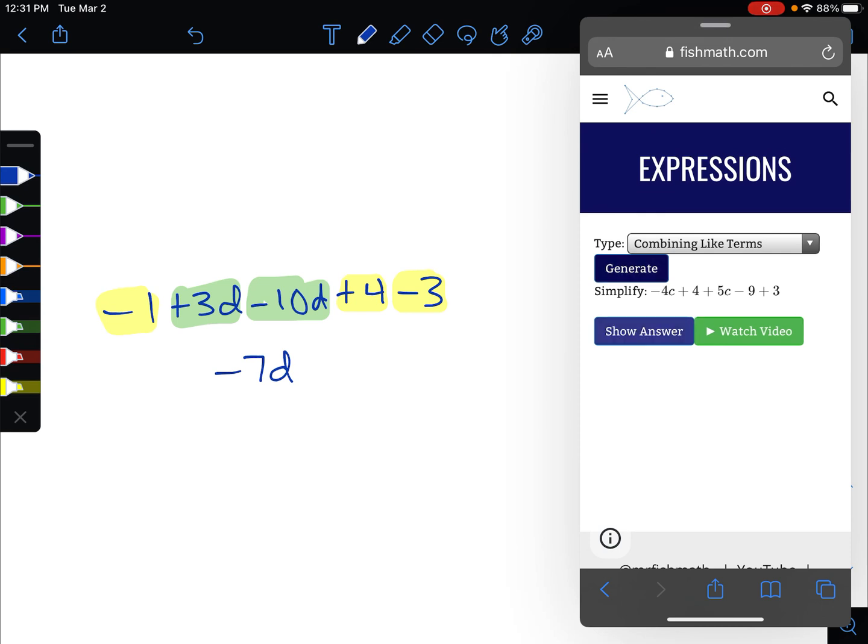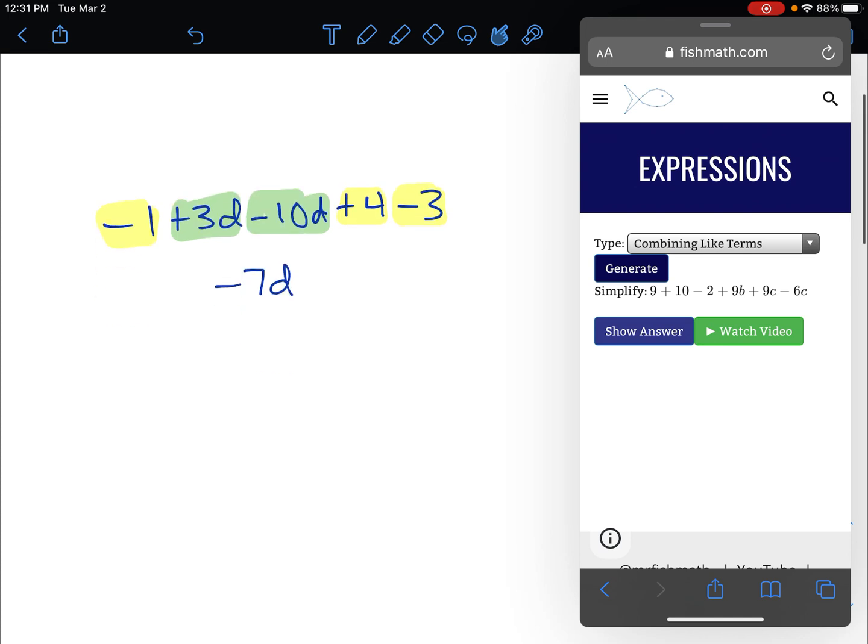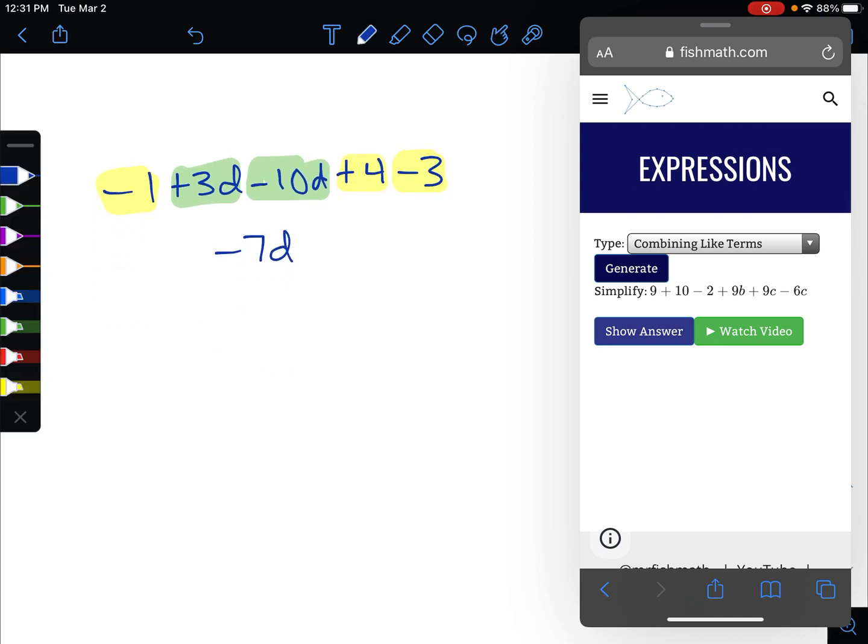Let's do another one like that one. It'll get a little more complicated here. I'm looking for one with a little bit more variability with the letters, a little bit more letters to work with. So we'll see this example, 9 plus 10 minus 2 plus 9b plus 9c minus 6c. All right, same idea. So we've got a constant, a constant, a constant. Those are all just numbers.